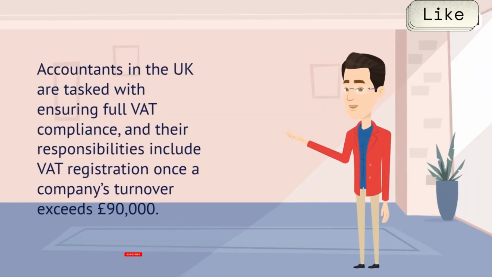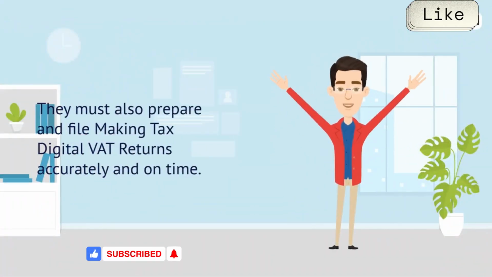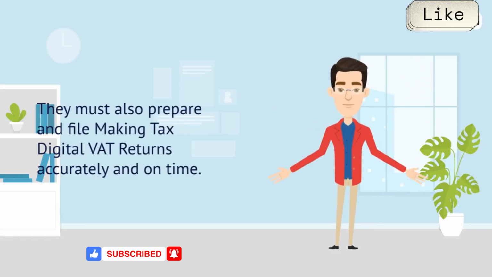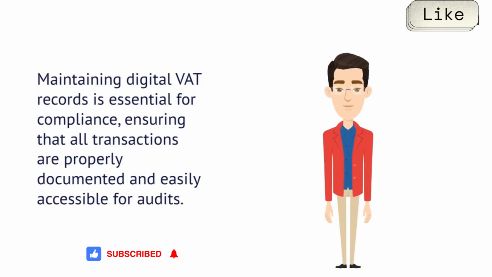Accountants in the UK are tasked with ensuring full VAT compliance, and their responsibilities include VAT registration once a company's turnover exceeds £90,000. They must also prepare and file Making Tax Digital VAT returns accurately and on time. Applying the correct VAT rates is crucial, and accountants need to be aware of the different rates that apply: the standard rate of 20%, a reduced rate of 5%, and zero-rated items which are taxed at 0%. Maintaining digital VAT records is essential for compliance, ensuring that all transactions are properly documented and easily accessible for audits.